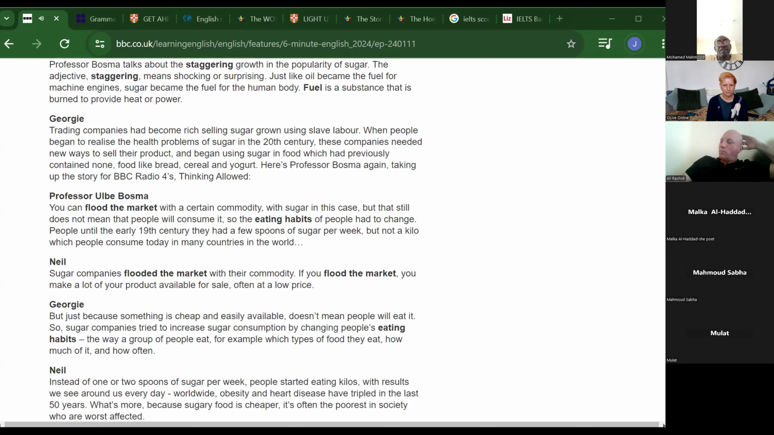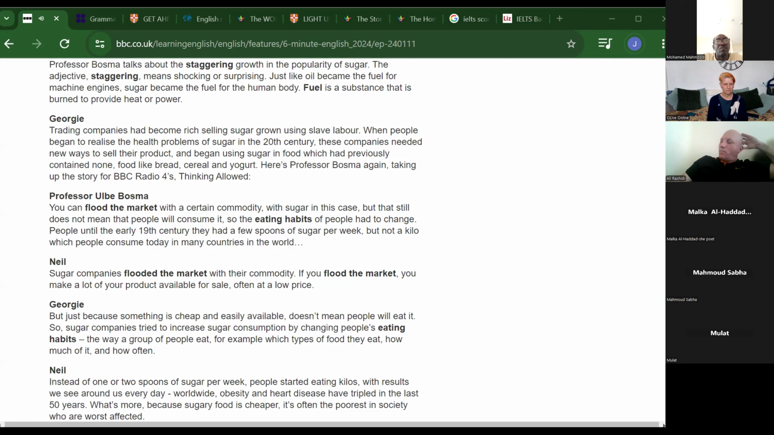Here's Professor Bosma again, taking up the story for BBC Radio 4's Thinking Aloud. You can flood the market with a certain commodity, with sugar in this case, but that still does not mean that people will consume it. So the eating habits of people had to change. People, until the early 19th century, they had a few spoons of sugar per week, but not a kilo, which people consume today in many countries in the world.